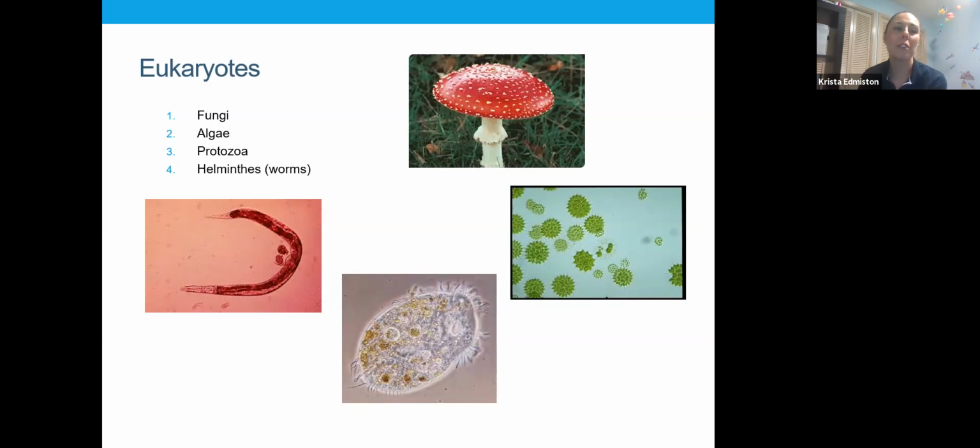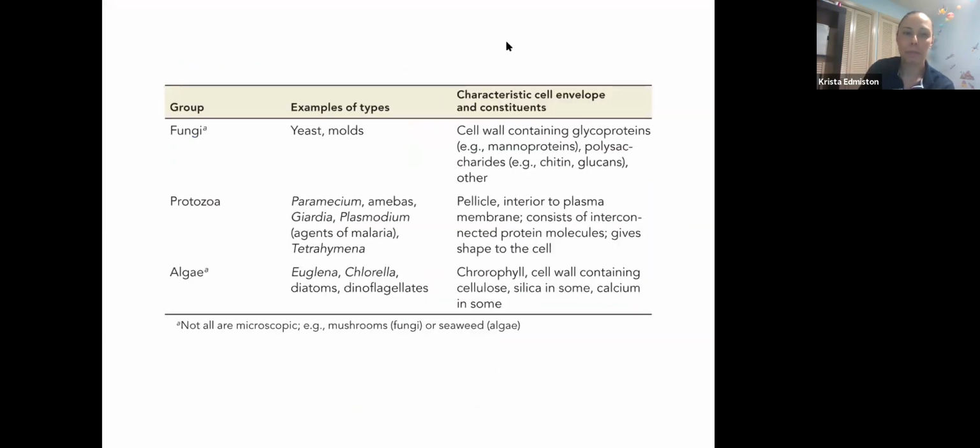Okay, so the fungi, algae, protozoa, and the helminths fall into our categories of microbes that are eukaryotes. And some lovely pictures of these guys. So the groups from your textbook, this is how they're grouping them, is the fungi. That includes our yeasts and molds that we're going to focus on later today. The protozoa and the algae, which is chapter 16.